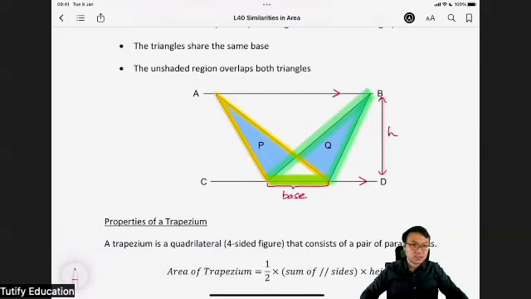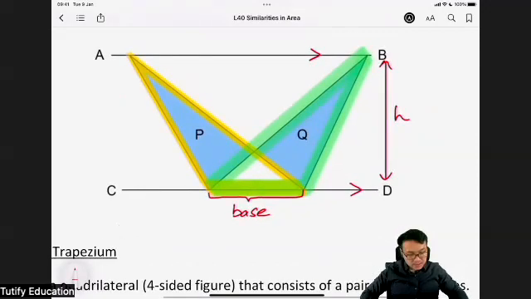Now, my next question, Kate. Do you notice that the yellow triangle and the green triangle overlap each other? Kate, are you there?